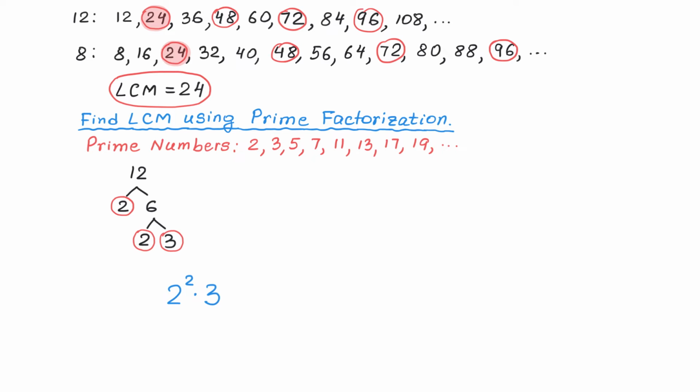Now let's find the prime factorization for 8. 8 divided by 2 is 4, and we will circle 2. And 4 divided by 2 is 2. And both 2 and 2 are prime numbers. Then the prime factorization for 8 is 2 times 2 times 2, or 2 to the third power. Now, once we have the prime factorization for both numbers, we can form the least common multiple.